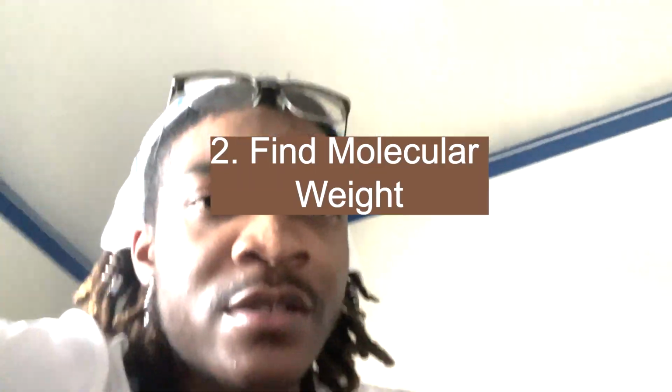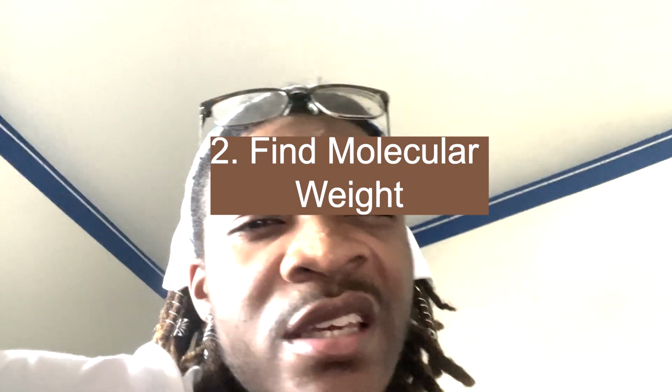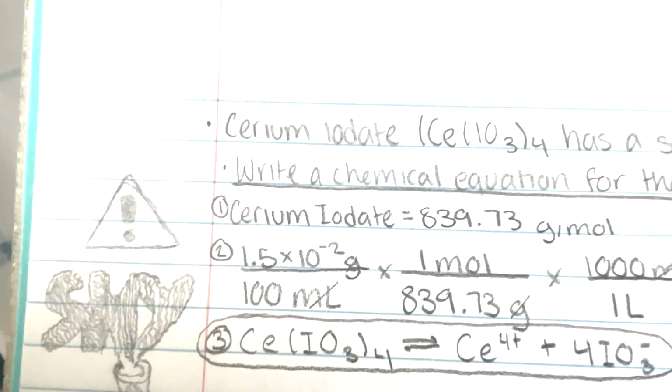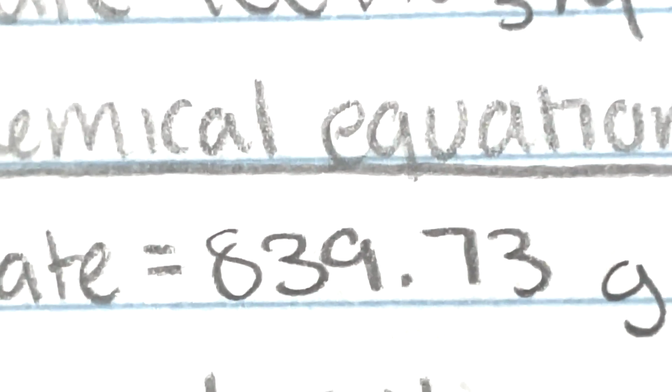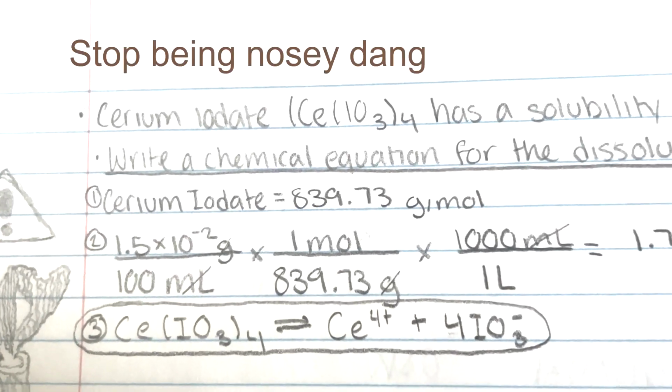After you choose your compound, like I chose cerium iodate, you want to figure out your grams per mole, because if you don't know your grams per mole, then there's no point in even taking chem. So for this right here, we got 839.73 grams per mole. Don't mind step 2, we ain't there yet.